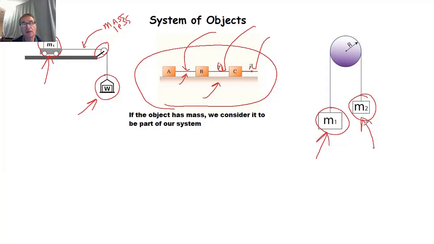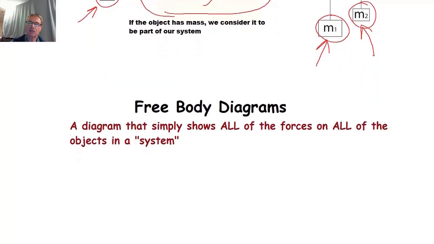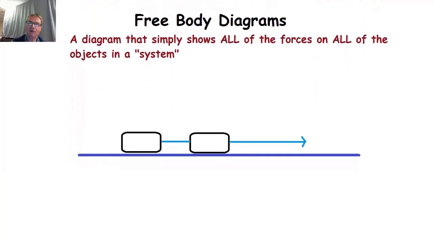Our pulley is going to be considered a massless, perfect pulley with no friction. And our cable or rope here is going to be considered a perfect rope. There's no stretch, there's no mass. It is simply connecting the two objects together. So that's what a system of objects means. That's all it really means. All right, so moving right along, let's next talk about something called a free body diagram.